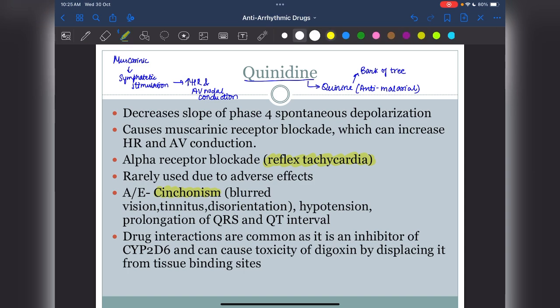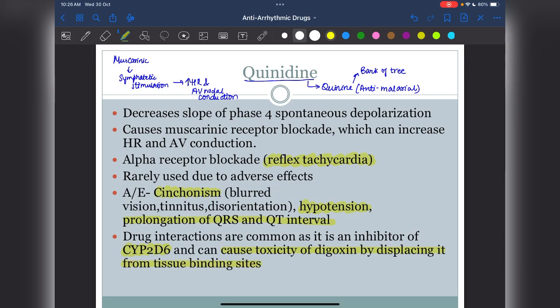Now, due to its alpha receptor blockage, there will be hypertension. And because it's causing increased heart rate and AV nodal conduction, there will be prolongation of the QRS and QT interval. So you needed to know about this. Drug interactions are common as quinidine is an inhibitor of CYP2D6. So you have to know about the drugs you are combining it with, that they are not metabolized by CYP2D6. It can also cause toxicity of digoxin by displacing it from tissue binding sites.